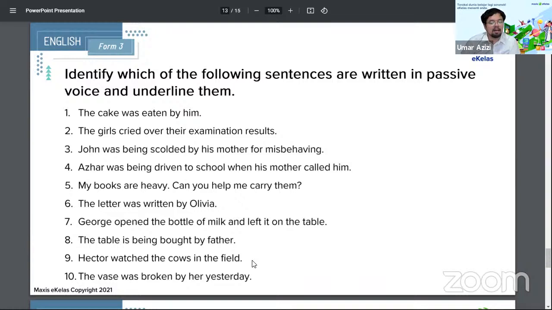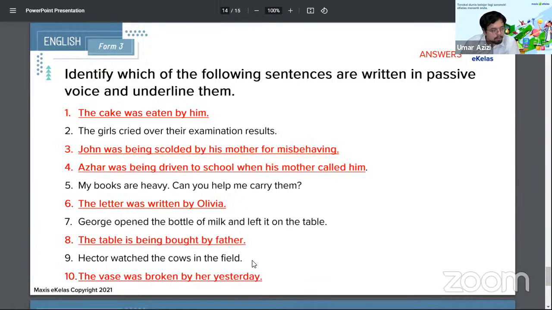The answers are... So number 1, 3, 4, 6, 8, and 10 are the ones in passive voice. The cake was eaten by him. The active of this would be he has eaten the cake or he ate the cake. John was being scolded by his mother for misbehaving is in passive. Number 4, Azhar was being driven to school when his mother called him. Number 6, the letter was written by Olivia. Number 8 and 10 too are all in passive voice.